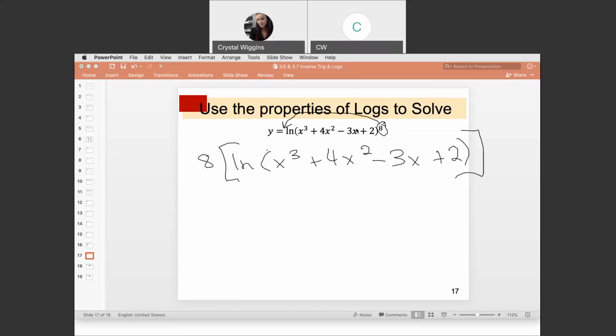Now, what did that do for us? Well, this means that now when we go to take the derivative, we can focus on the 8 just staying in front as a coefficient, and we look at a chain rule.